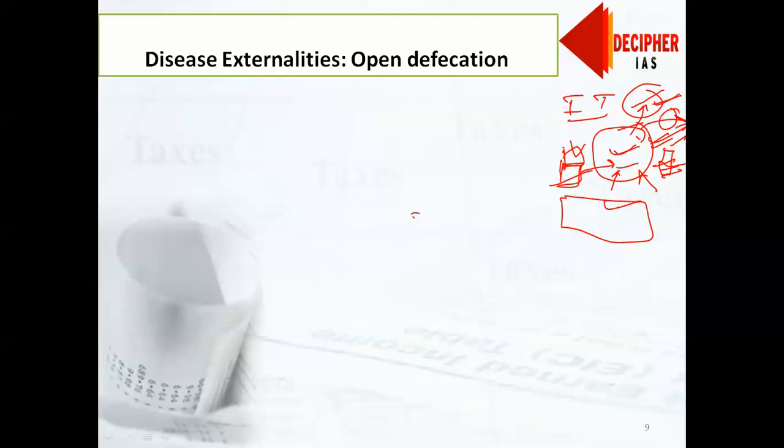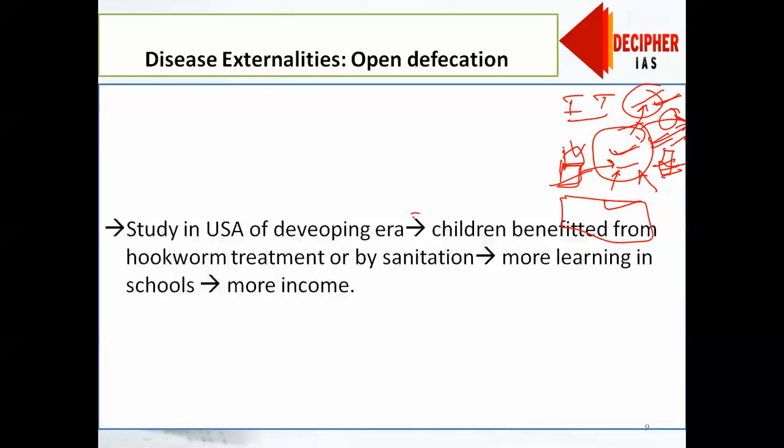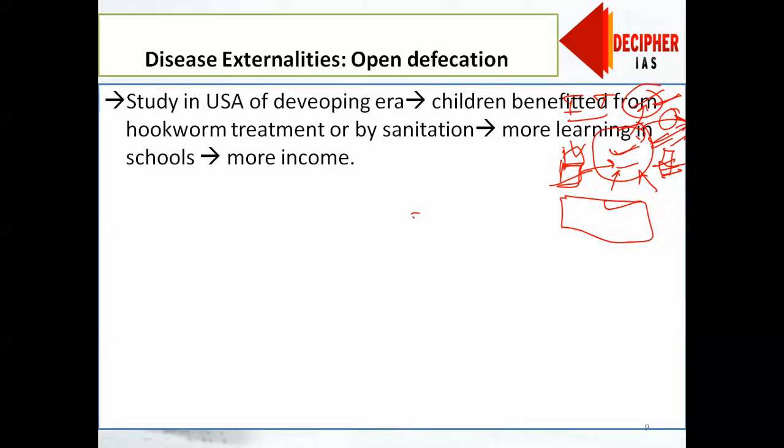Okay. Similarly, we talk here about the disease externality. Now, the USA of older times was like the developing countries of today's time. So it was found that children who benefited from hookworm treatment or proper sanitation were more learned in the schools, that they learned much more in school, and also they had much more income in the future. Okay.